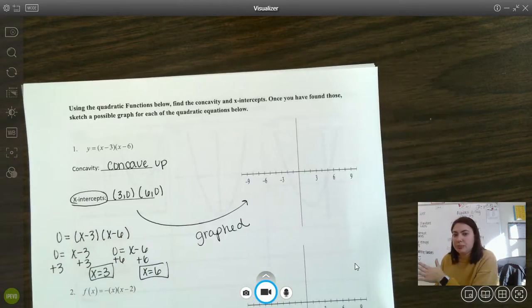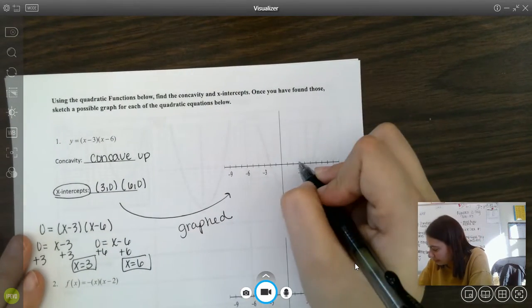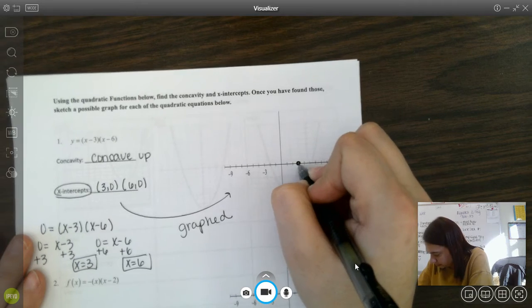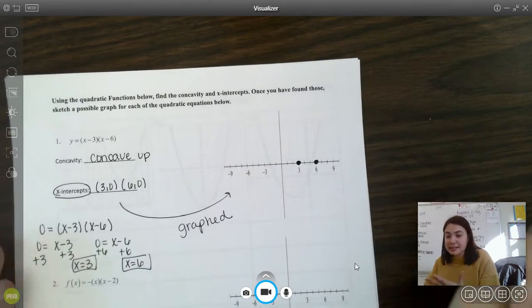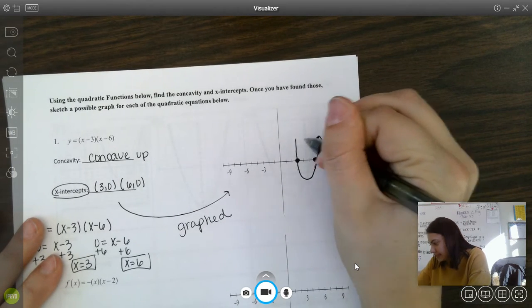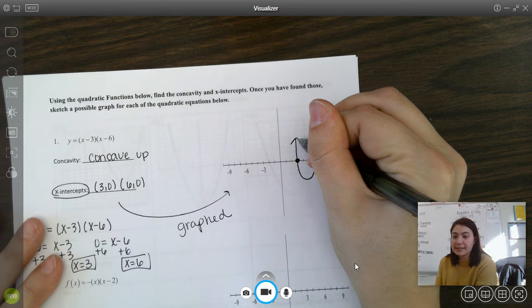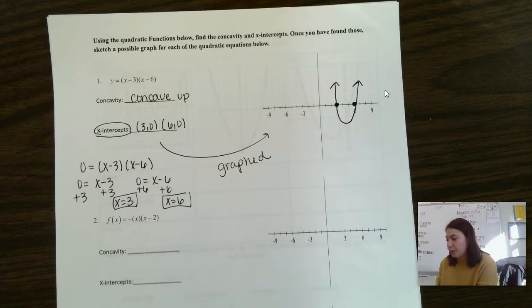And really, we can just move right over to this graph. We can go ahead and plot (3, 0). We can go ahead and plot (6, 0). And then really, because it's concave up, all it's asking for is just a sketch. Notice we have 2 x-intercepts, nothing more, and that is it. All right, let's go ahead and look at the second example.